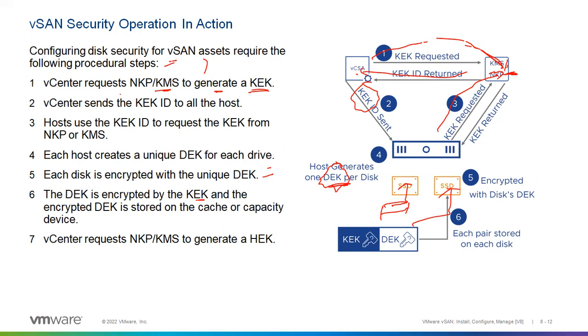The DEK is stored on the cache or capacity tier. And especially for the protection of host dumps, vCenter requests the KMS to generate the host encryption key. The host encryption key is altogether separate. We refer to it as protecting the created dumps, and the logs should be encrypted.